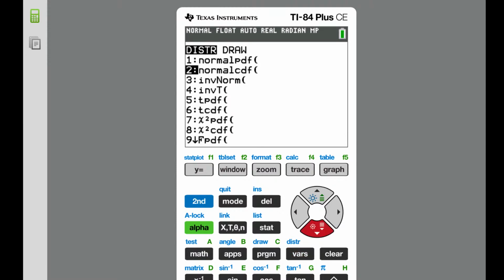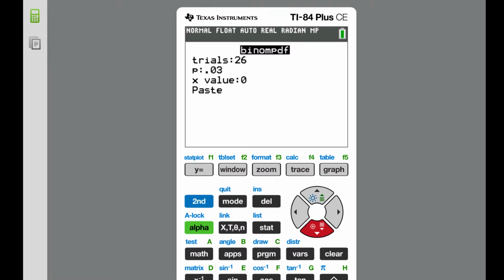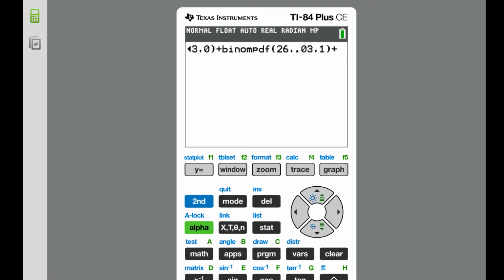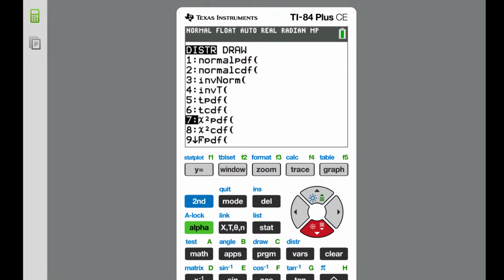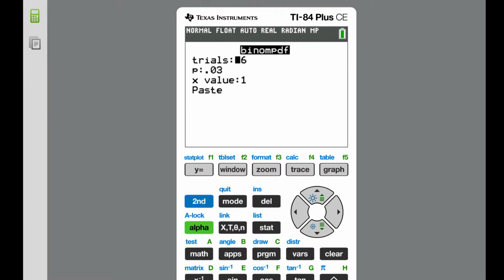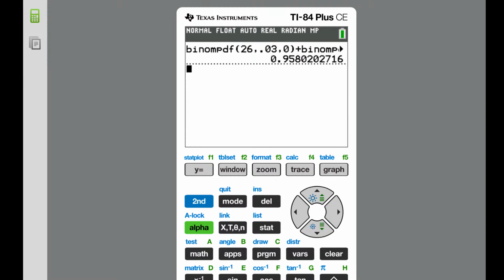Second distribution. X is now 1. Paste. Okay, now X is 2. So second distribution, binomial PDF. X will be 2 now. Let's paste this. Now, again, we don't know where they approximated to. I'm going to go to the nearest thousandths. So I'm going to put down 0.9580227. I'll stop right there.